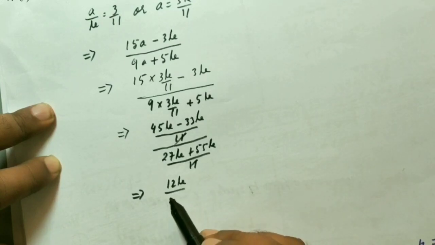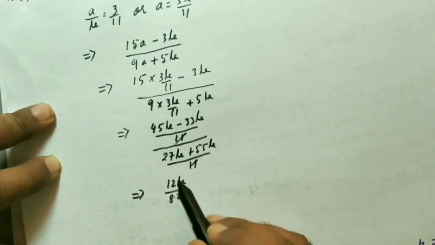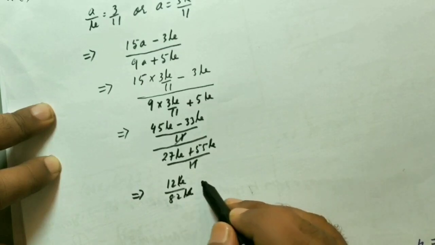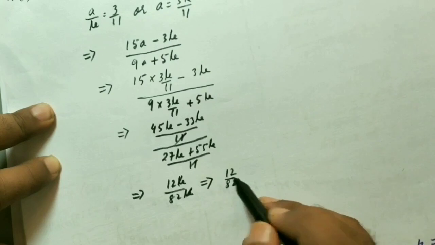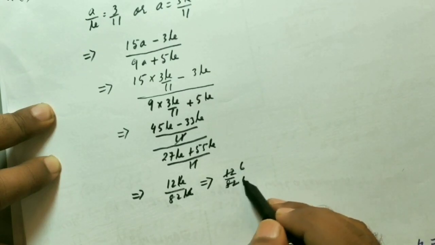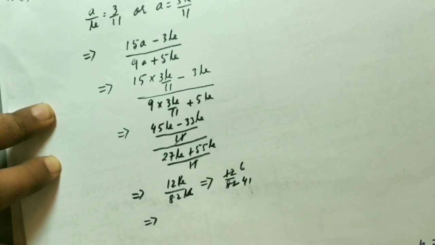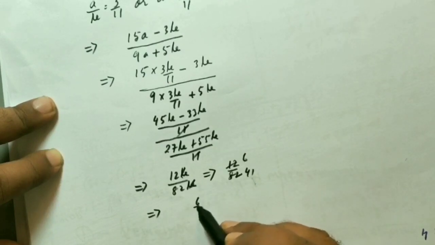12B by 82B. By 82, that is the final answer is 6 by 41.